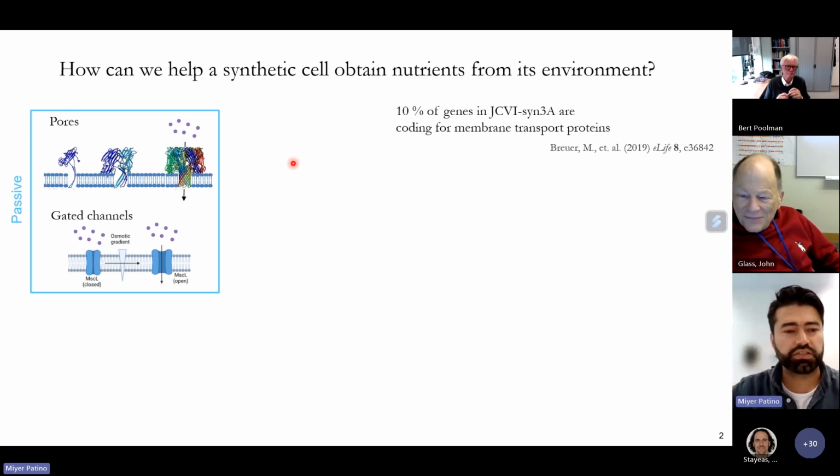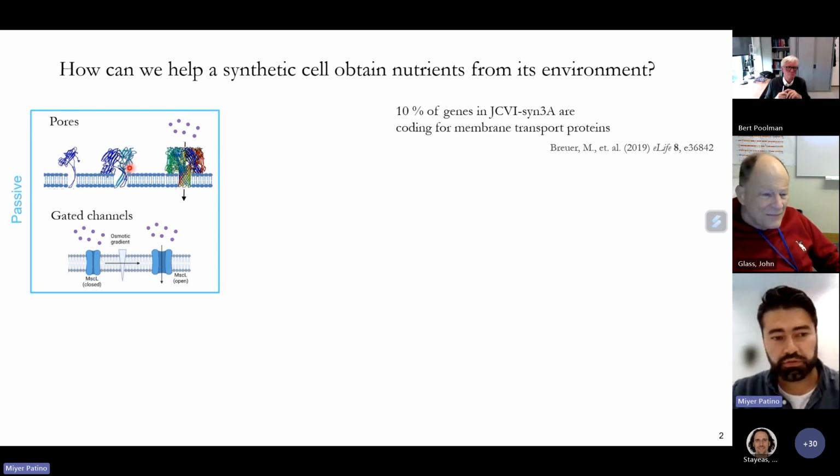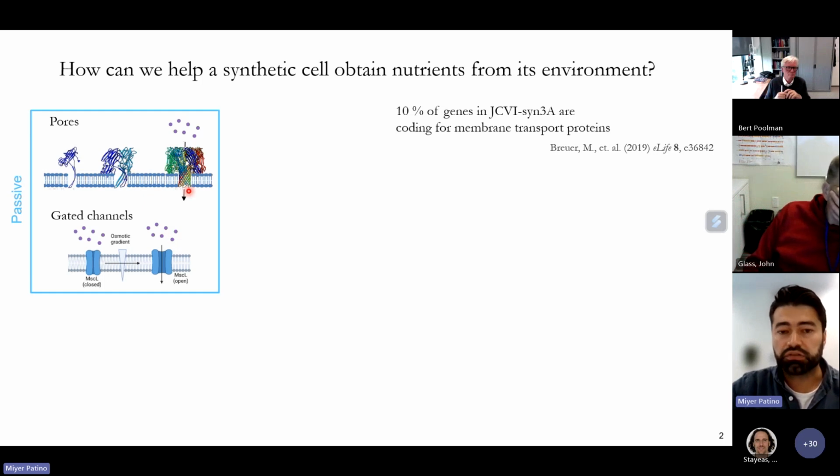Thinking about strategies to provide membrane transport in a synthetic cell, we can think about passive strategies. For example, pores that are formed by toxins from some bacteria are continuously open and allow the diffusion of metabolites or nutrients inside these cells. But we can also go a little bit more complex and have more control over the transport by using, for example, gated channels, which open upon a particular stimulation, like the presence of a ligand, a membrane potential or an osmotic stress.